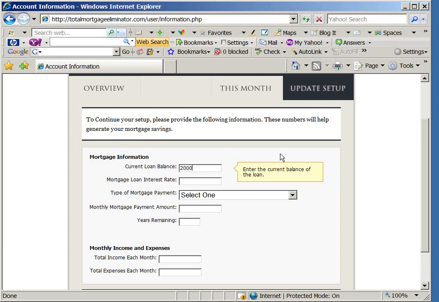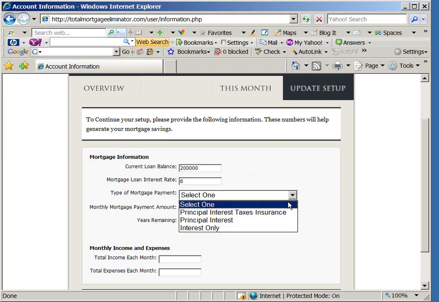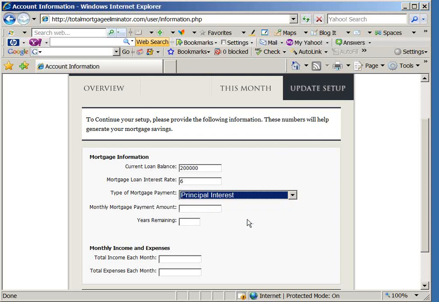Now we're going to ask Tom for some abbreviated information about his mortgage: what his current balance is on his loan, which is $200,000, his interest rate, which is 6%, and what type of payment he is making. He's currently making a principal interest payment in the amount of $1,200, and we'll play like it's a brand new loan that has 30 years remaining on it.